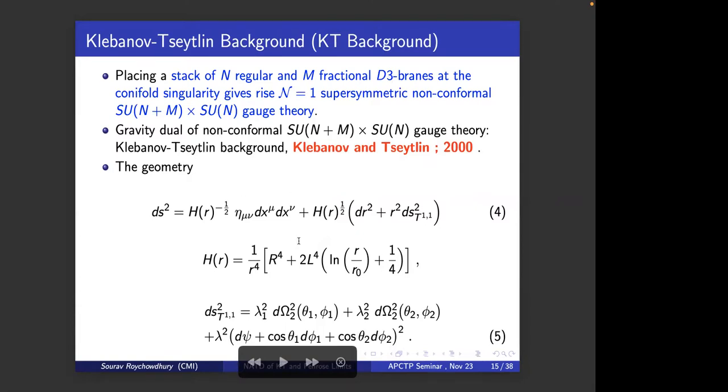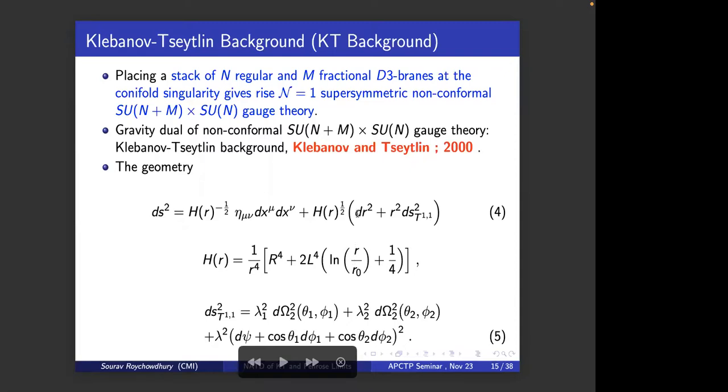The geometry of this background is given by this expression, where h(r) is a warp factor over the Minkowski space as well as the transverse Calabi-Yau space. This warp factor contains a logarithmic factor.